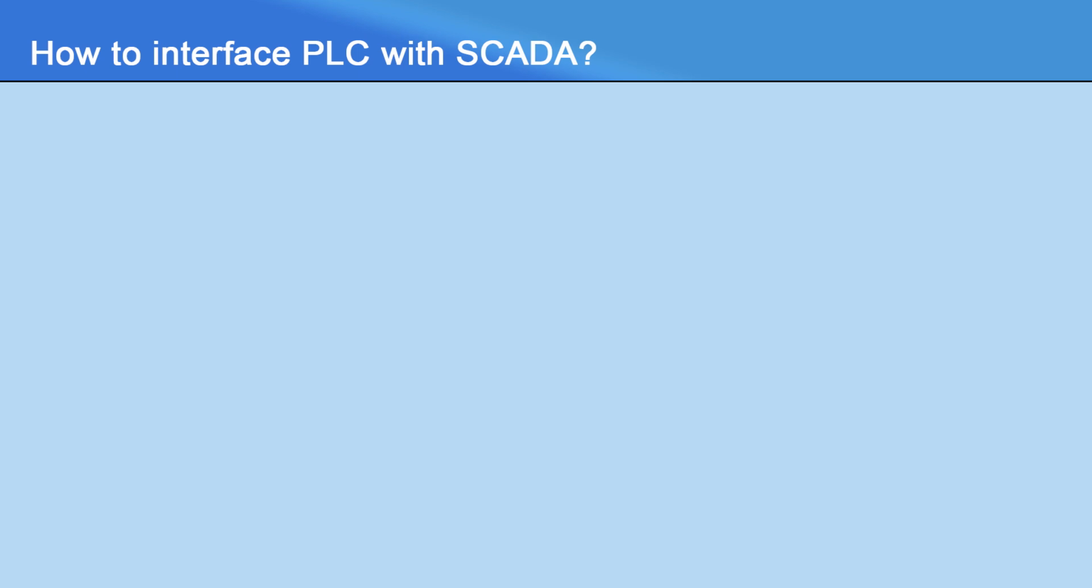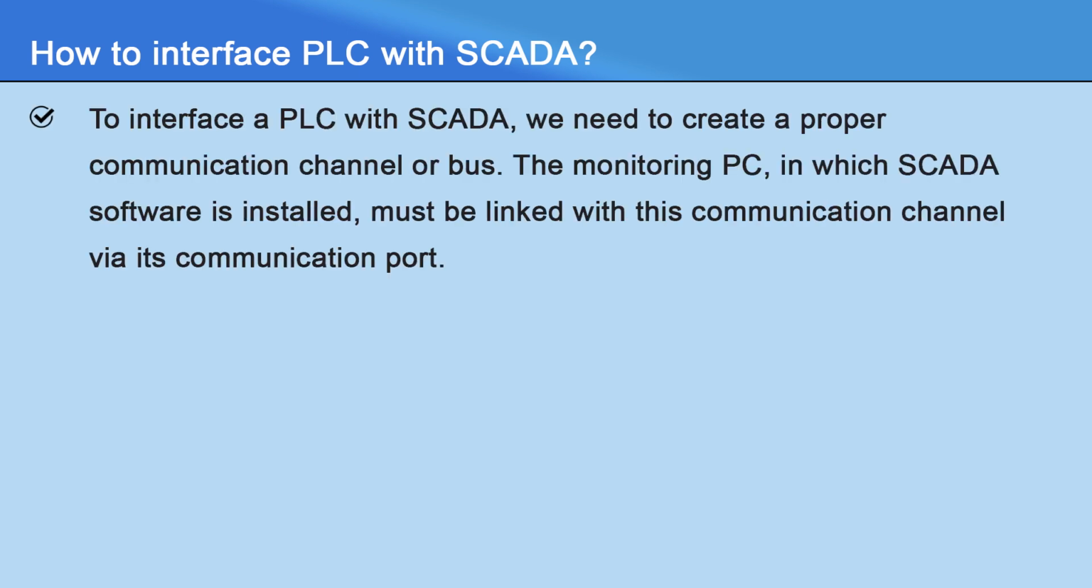So now the question comes, how are we going to interface or connect the PLC with the SCADA system? To interface a PLC with the SCADA, we need to create a proper communication channel or a bus. The monitoring PC or personal computer in which the SCADA software is installed must be linked with this communication channel via its communication port.